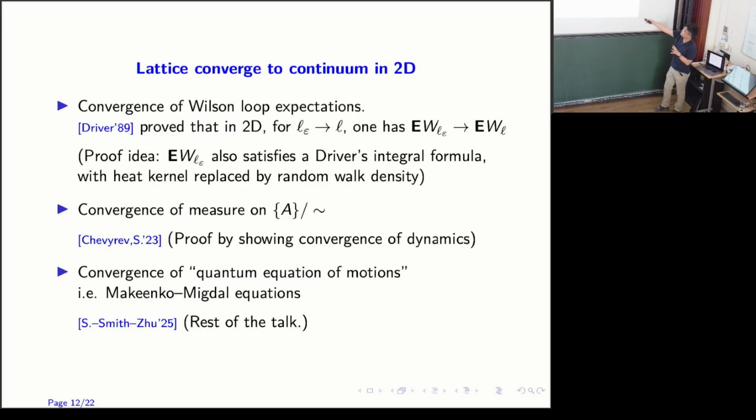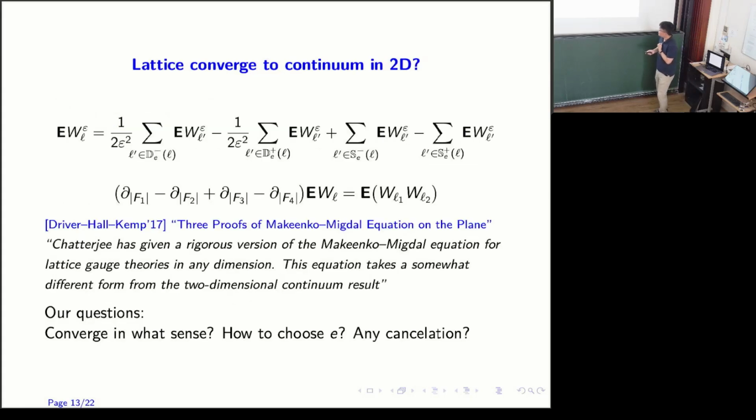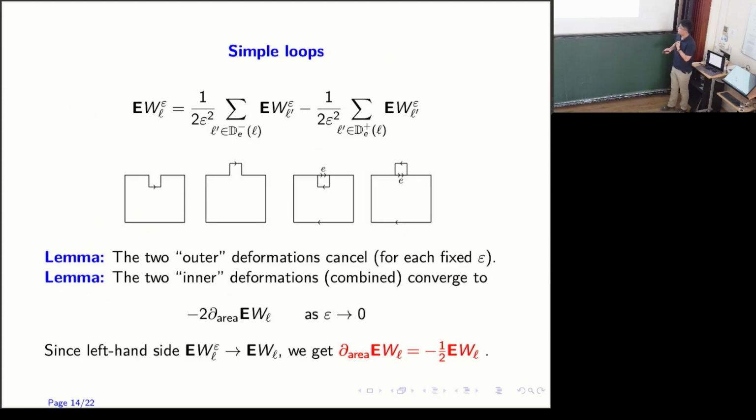So on the lattice, the Wilson loop expectation also satisfies Driver's integral formula, except that the heat kernel in the formula should be replaced by a random walk density, a transition probability of random walk. So that's the only difference. So the idea is that now we just use the Driver formula on the lattice to calculate each of these deformations and put them together and see what's the limit.